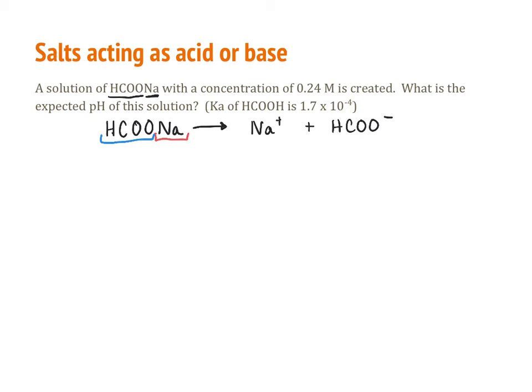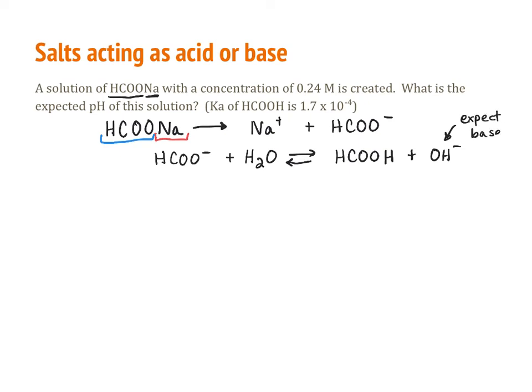The sodium is the conjugate of a strong base, so it is not going to recombine with anything from water, but the HCOO minus is the conjugate of a weak species, so it will interact with water. And notice I'm doing a double arrow here because this is a weak kind of interaction where not all of it will recombine with water, but it will make HCOOH, so it's going to take hydrogen from the water and increase the amount of hydroxide. So this tells me right away I'm expecting a base. So I'm expecting a pH at the end of the day that's higher than 7.